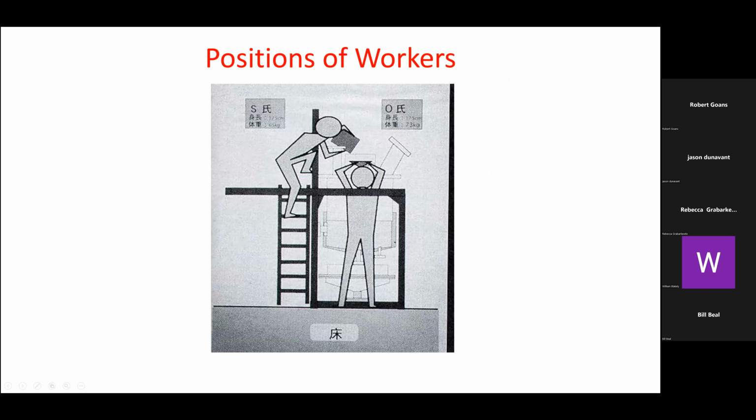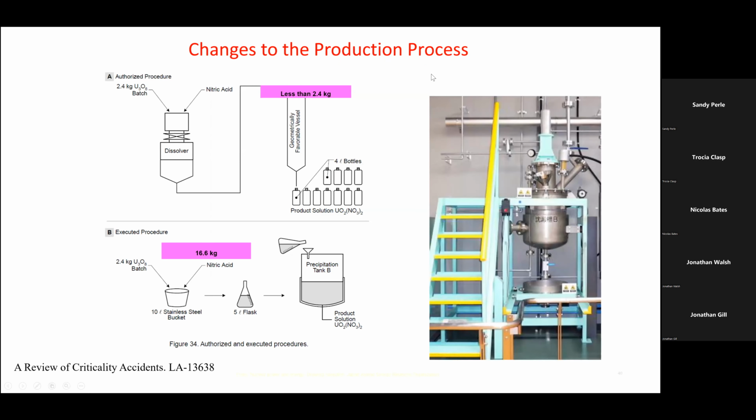So here's a picture of this. If you had to guess just from looking at it, which of these would you think would get the highest dose? Well, my opinion, Mr. O, because he's standing there, he's almost wrapped around the precipitation vessel. And Mr. S is getting a high dose also, but a really high dose to his feet because he's standing on the ladder. So Mr. O, you would think, would get a high dose to his head and thorax from just his position here. So here's actually the picture of the facility.